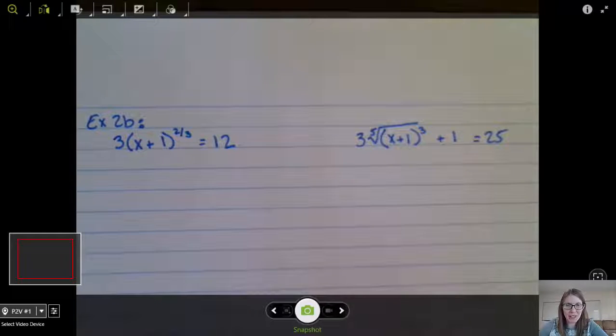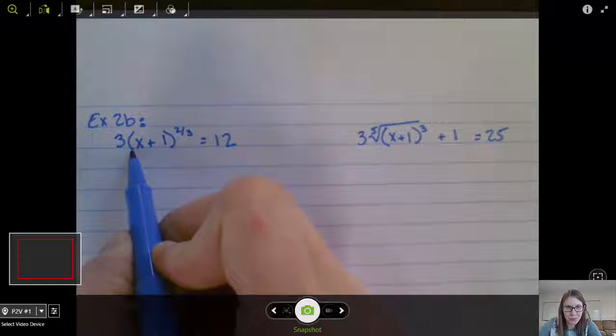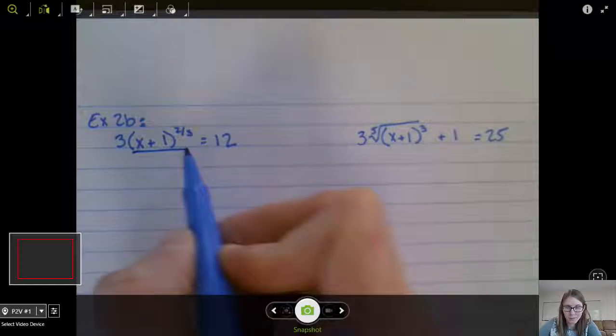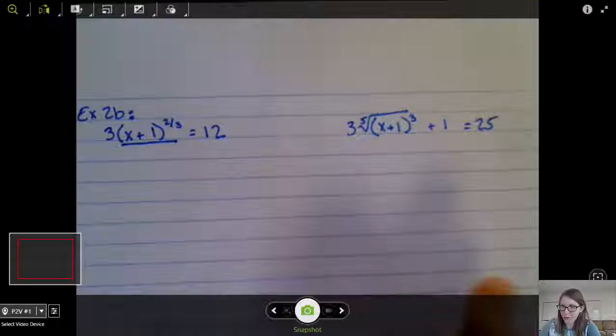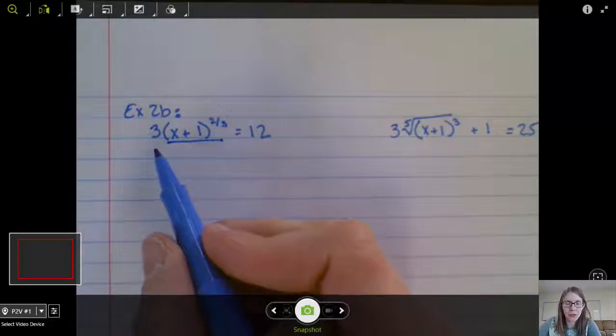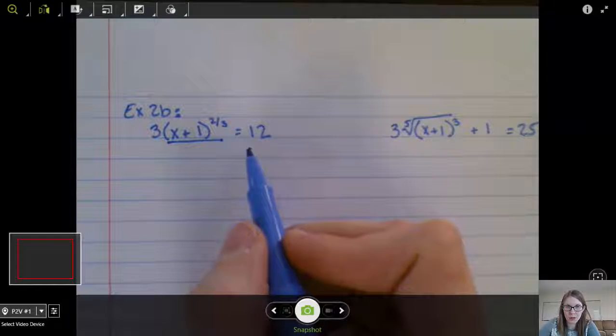Okay, example 2b, some more of our other radical equations. Keep in mind that first step, I need to get the radical part by itself, which in this case is this (x+1)^(2/3). I have two examples that I'm going to do here similar to those last two. So over here first, 3 times (x+1)^(2/3) equals 12.